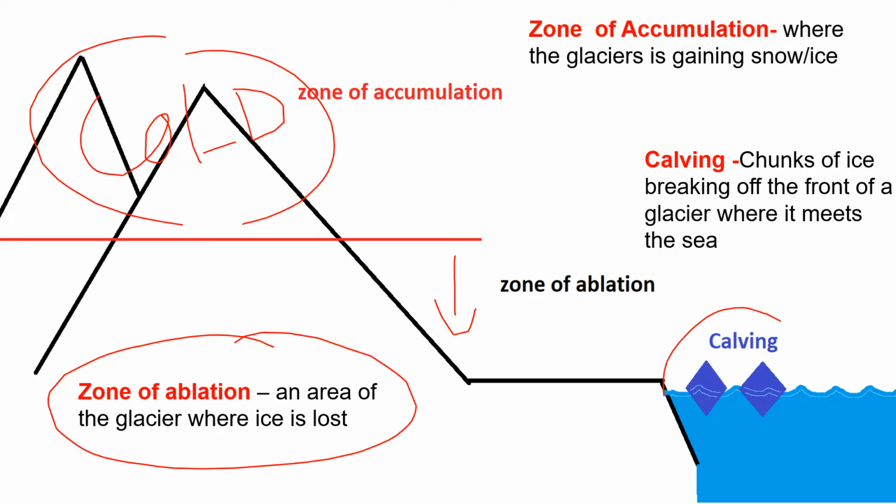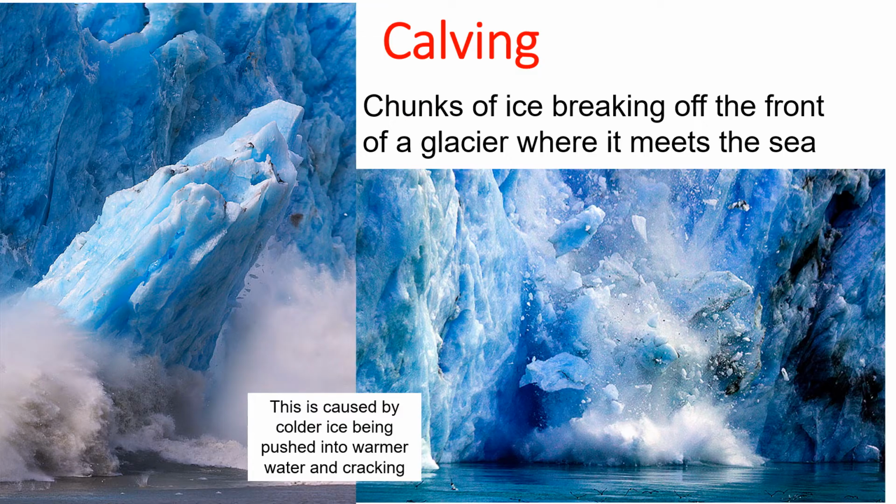Calving. This is what we call the process when the end of the glacier hits the ocean and big chunks of the ice break off. This is an example of what it looks like. If you're ever near the tongue of a glacier, which is what we call the end of it when it meets the ocean, you can actually hear this start happening.